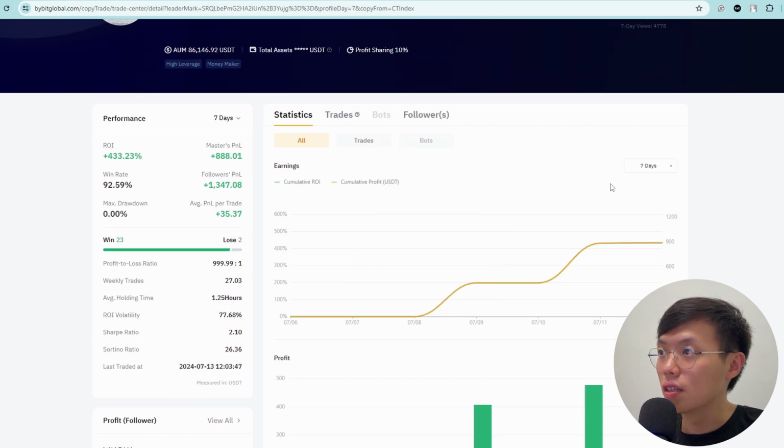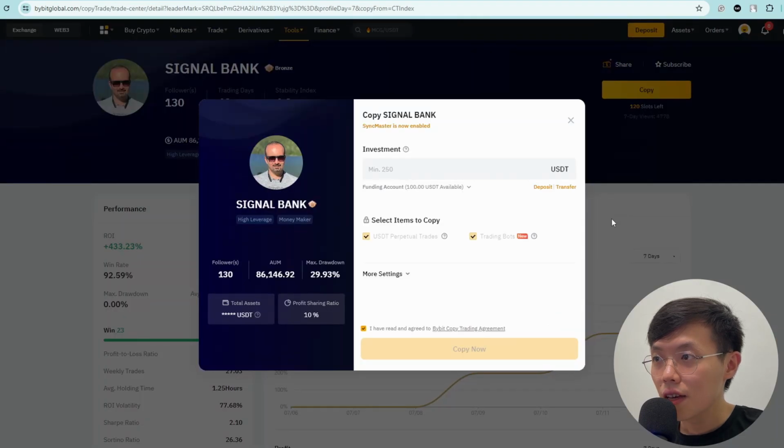So let's try it out. It has a minimum of 250. Right now I don't have 250, so I can't really deposit it. But yeah, this is how you copy others' trades. If you want to copy him, there's a minimum, you just put in the minimum, and then you press copy. That's it. Simple as that. That's how you copy other people's trades.